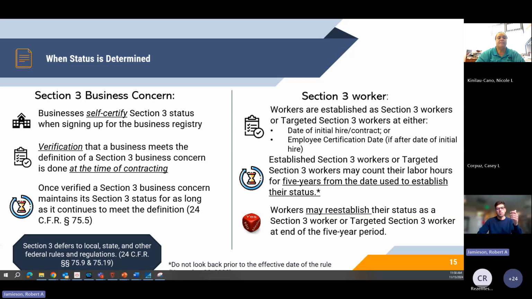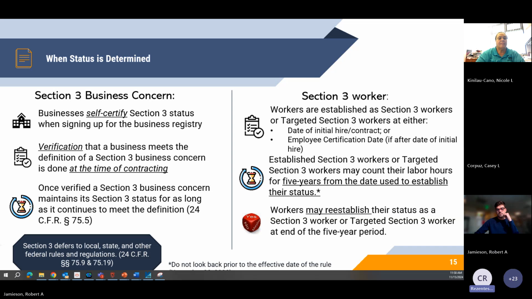Again, totally get it. Almost adding a worker database is a burden. It for sure is busy work. But if we can just do it on the front end, just have worker X, certification date November 15th, 2024, then finding that worker again, you'd be like, okay, great, we're still within that 5-year period. Section 3 worker. Even better if they're a targeted worker.